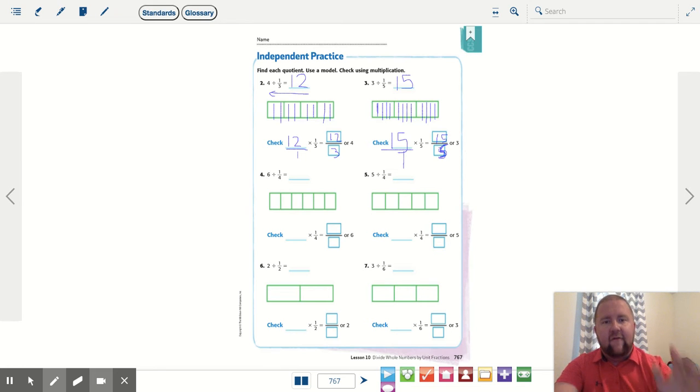Okay, so I'm going to have us pause this. You don't have to draw because obviously you're not drawing on your screen here, but I want you to take a look at it. Try to solve the problem on your own for numbers 4 and 5, and then I will check back in. So pause it and try number 4 and 5.